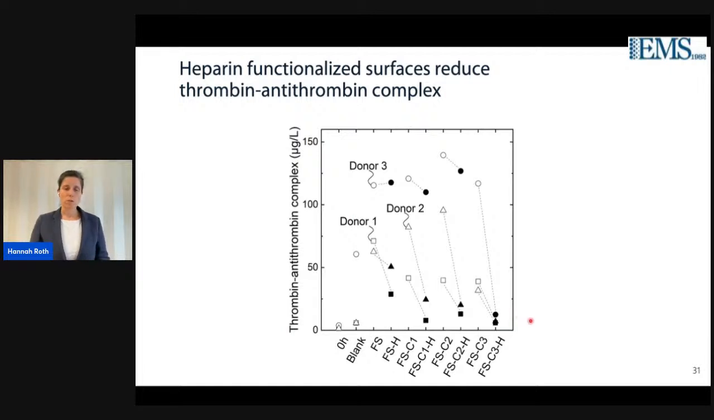What you can also see is that in this biomedical application, it really depends a lot on the specific donor, on the person. But we could show that with this final membrane, we achieve a good result even for the somewhat more difficult donor number 3.